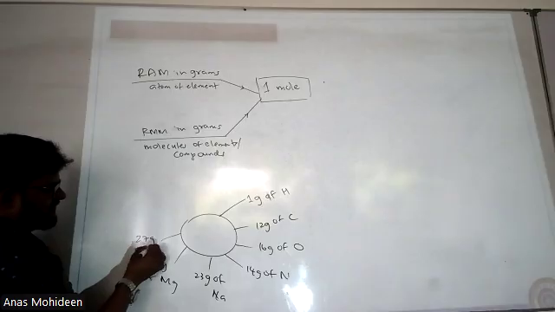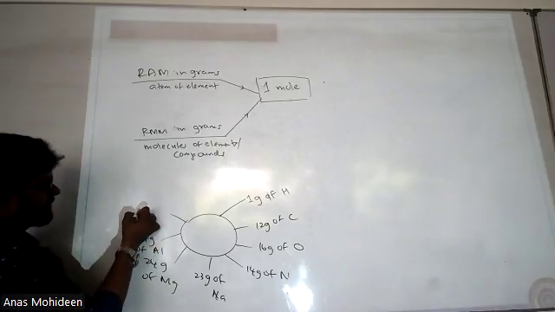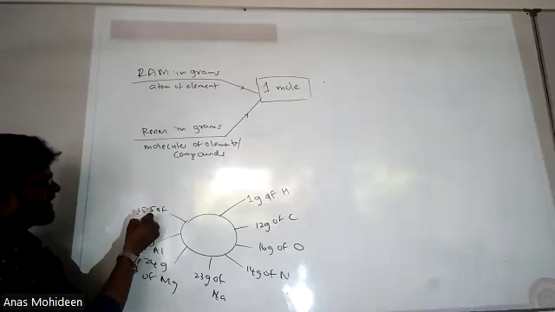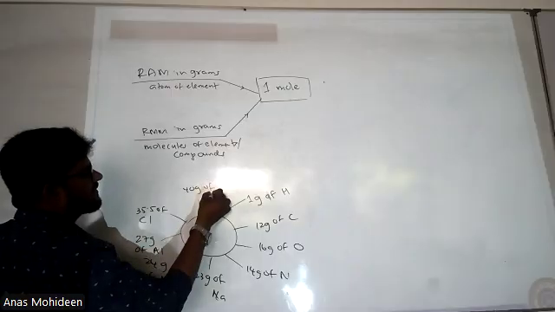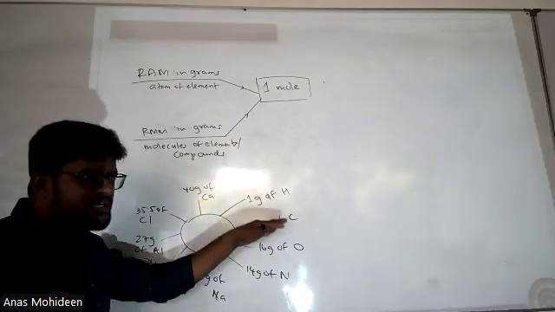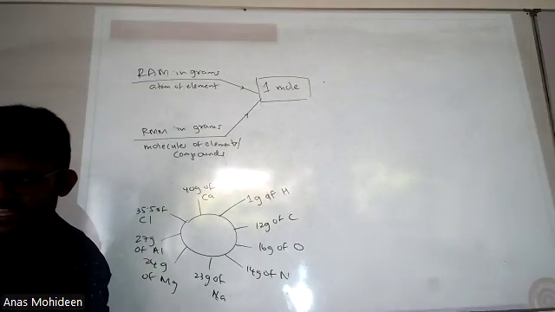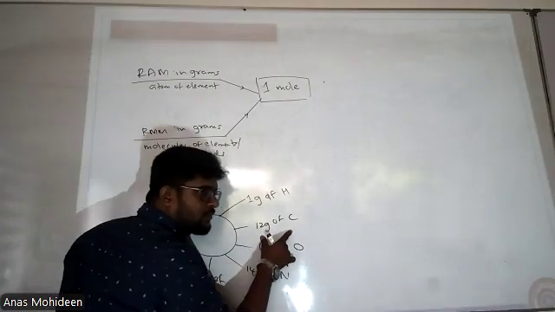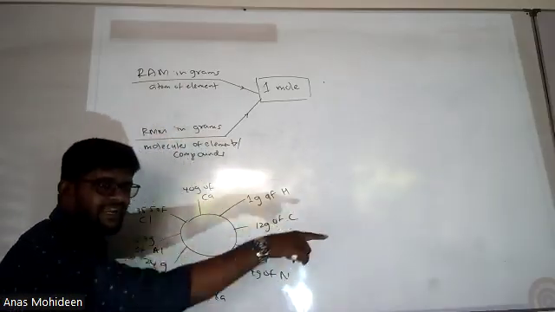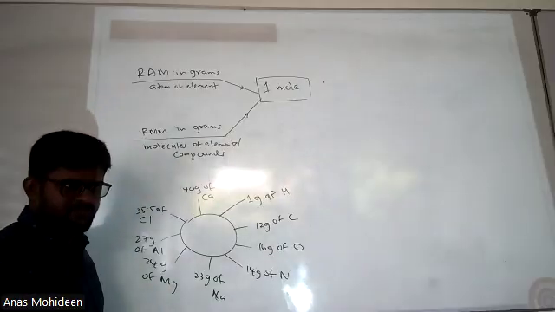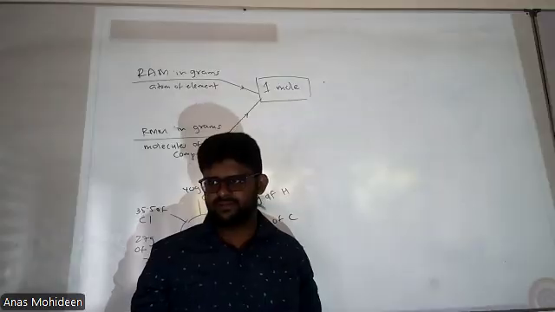27 grams of aluminium, 35.5 grams of chlorine, 40 grams of calcium. All these are relative atomic masses taken in grams, right? This says that it is equal to 1 mole. So 12 grams of carbon you take, it is equal to 1 mole of carbon. 1 gram of hydrogen you take, it is equal to 1 mole of hydrogen.